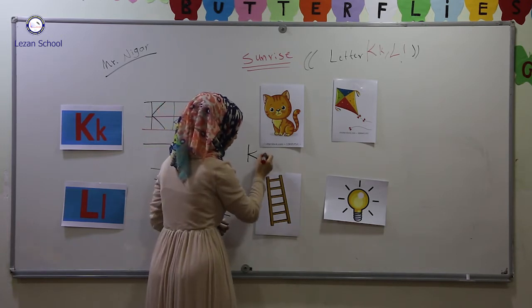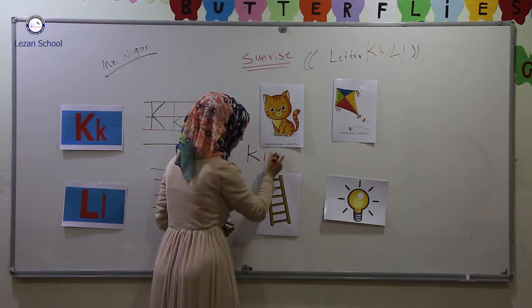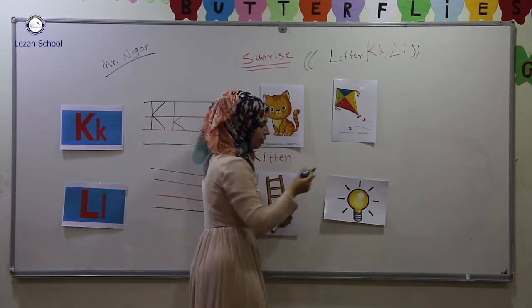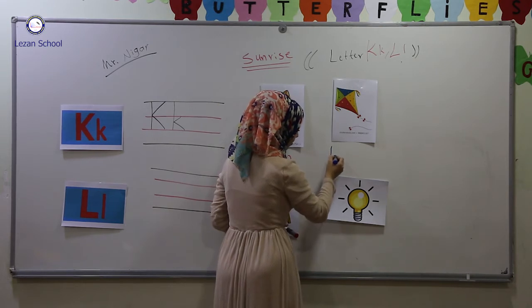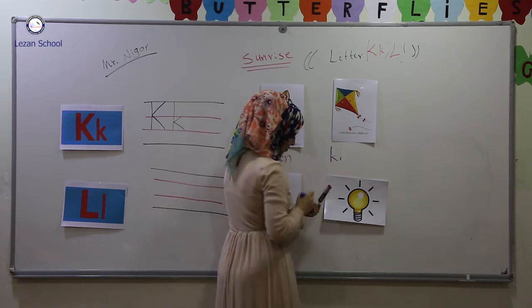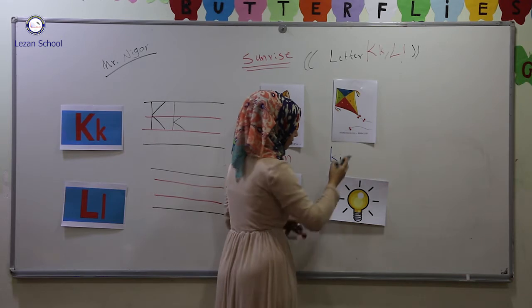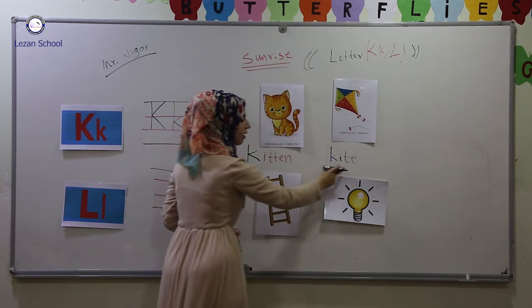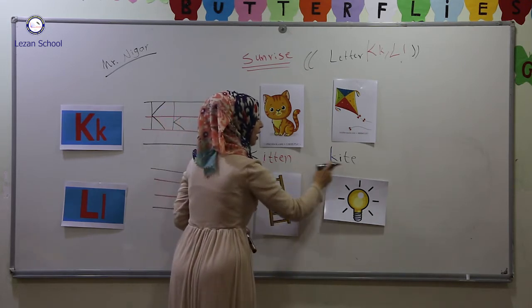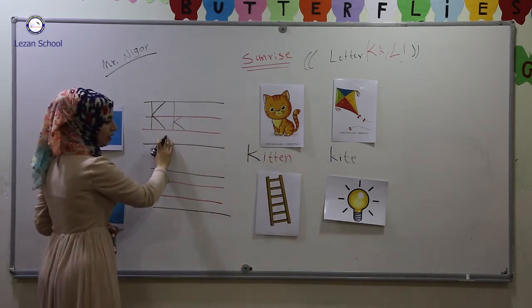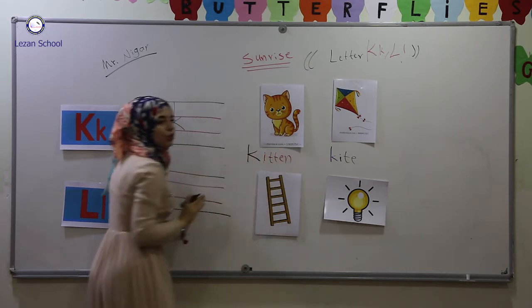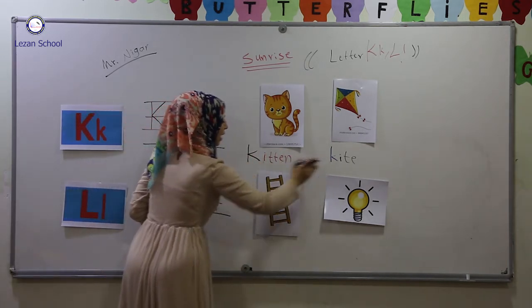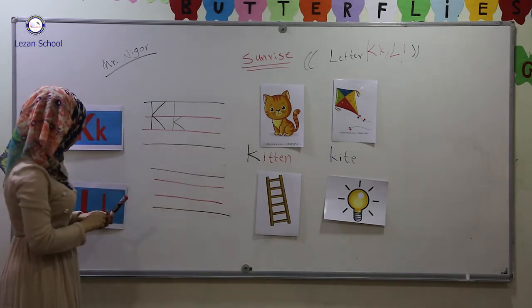Kitten, kite. This one is letter K, and we have two different words that start from the K letter. Kitten, kite, and letter L.